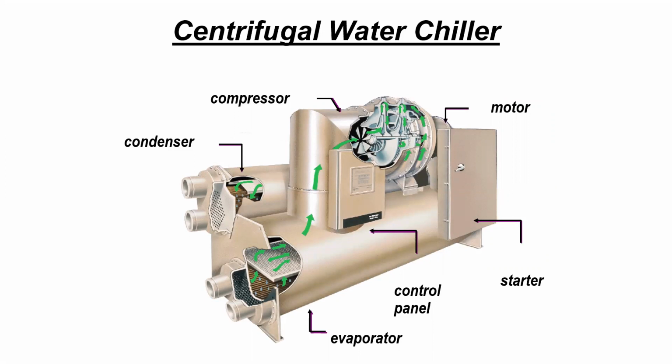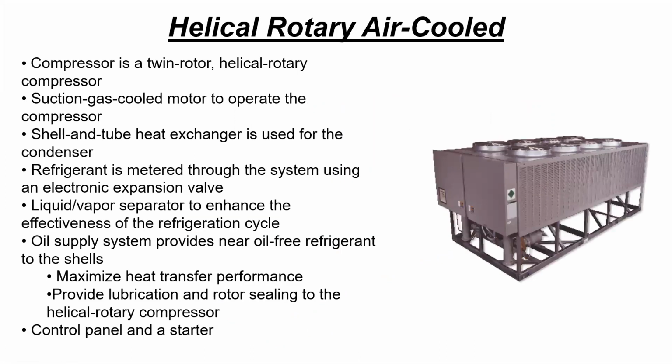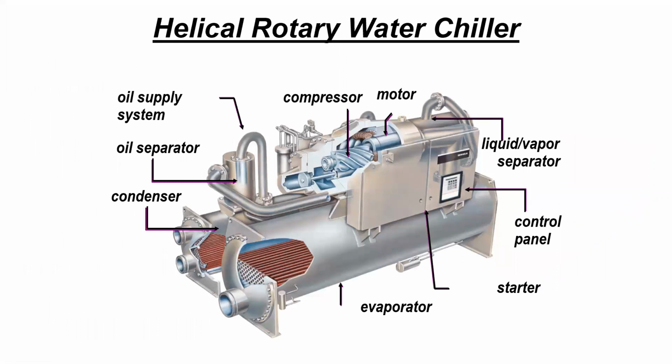Here we're looking at a centrifugal chiller, where there are two shell and tube heat exchangers, one for the evaporator side and one for the condenser. And this is our compressor, how it looks. Helical rotary air-cooled compressor, our specs are here, based on the way the compressor looks. The evaporator and condenser are located down here as well.